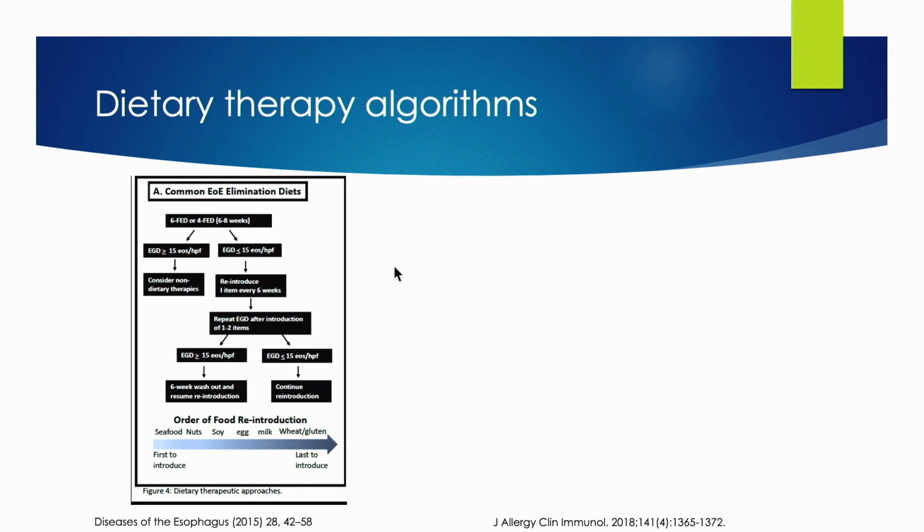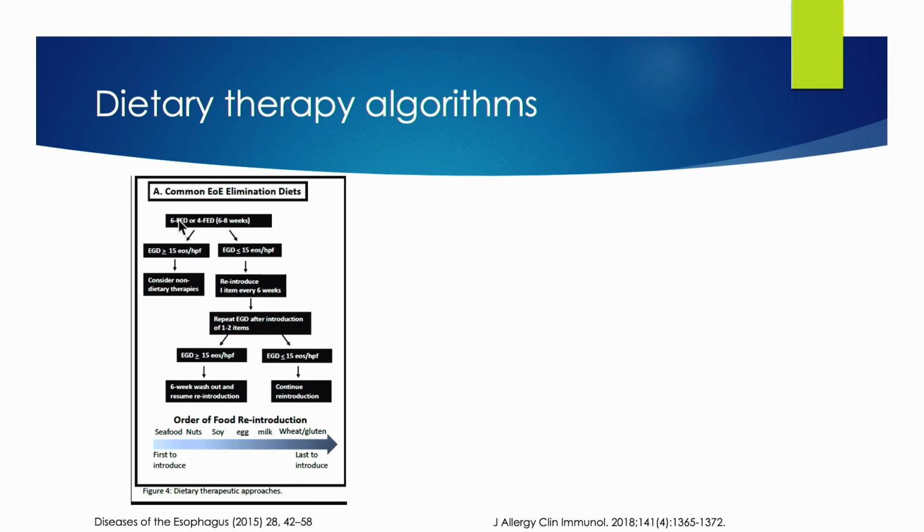So let's go over some of the algorithms that we use. There is the step-down approach, where you would start with a 6-food elimination diet or 4-food elimination diet. The foods that we eliminate are seafood, nuts, soy, egg, meat, milk, and gluten. Now, nuts gets a little tricky because some studies say omit 3 nuts, others peanuts. So sometimes this diet actually becomes an 8-food elimination diet.